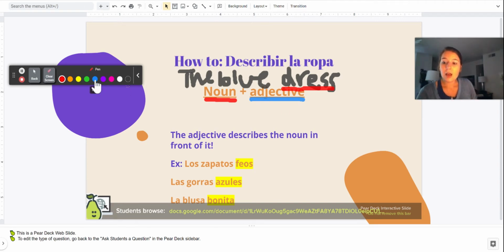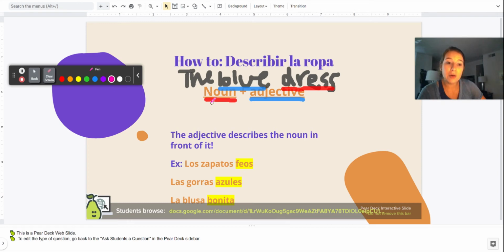All right, so in other words, a noun is a person, place, or thing. So in this case, the clothes that we have, those are nouns. Adjectives are the words that we use to describe nouns. So colors and style. So what is our adjective? Blue in this case. So the blue dress. Well, in Spanish, we change the order of our words.